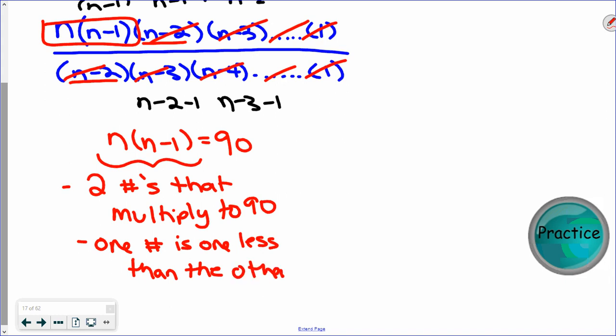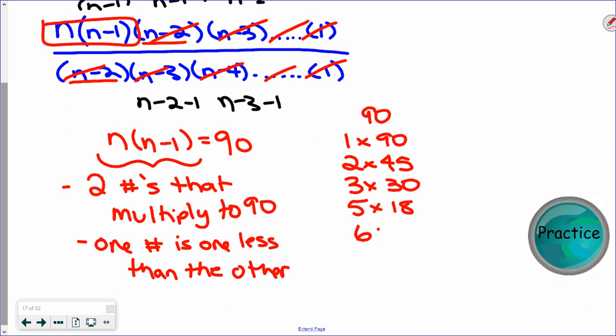But if you can't, just start making a list. So what two numbers multiply to make 90? 1 times 90, well, they are not one less than each other. 2 times 45, not one less than each other. 3 times 30, again, that's a no. 5 times 18, again, another no. 6 times 15, another no. 9 times 10, ding, ding, ding! We have two numbers that multiply to make 90, and one is one less than the other.